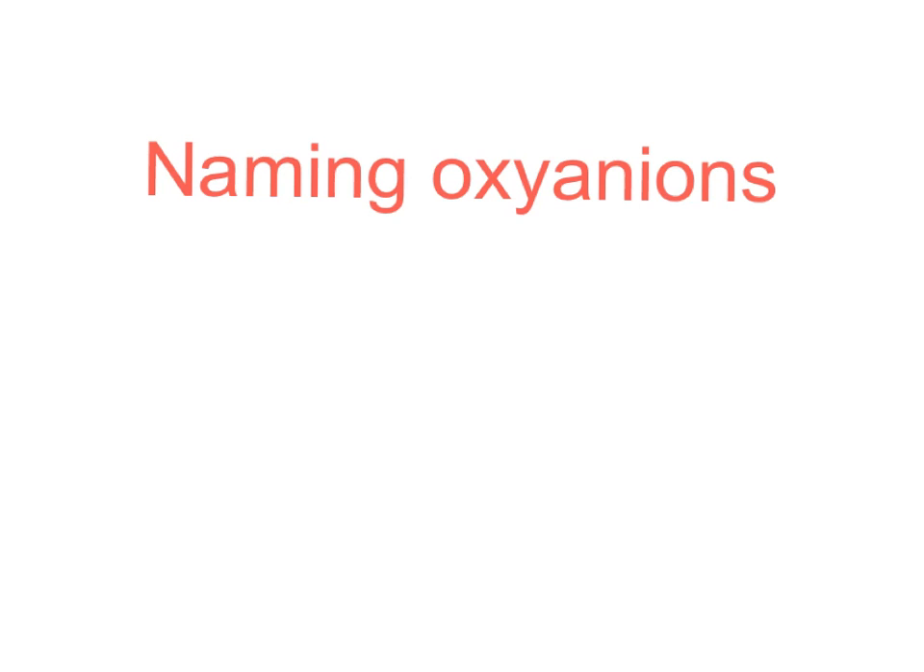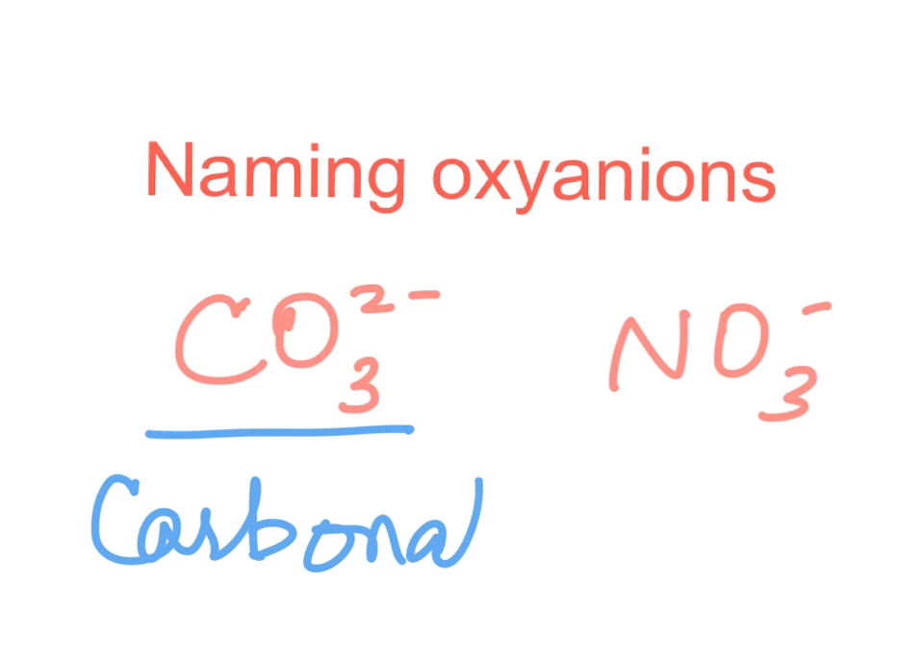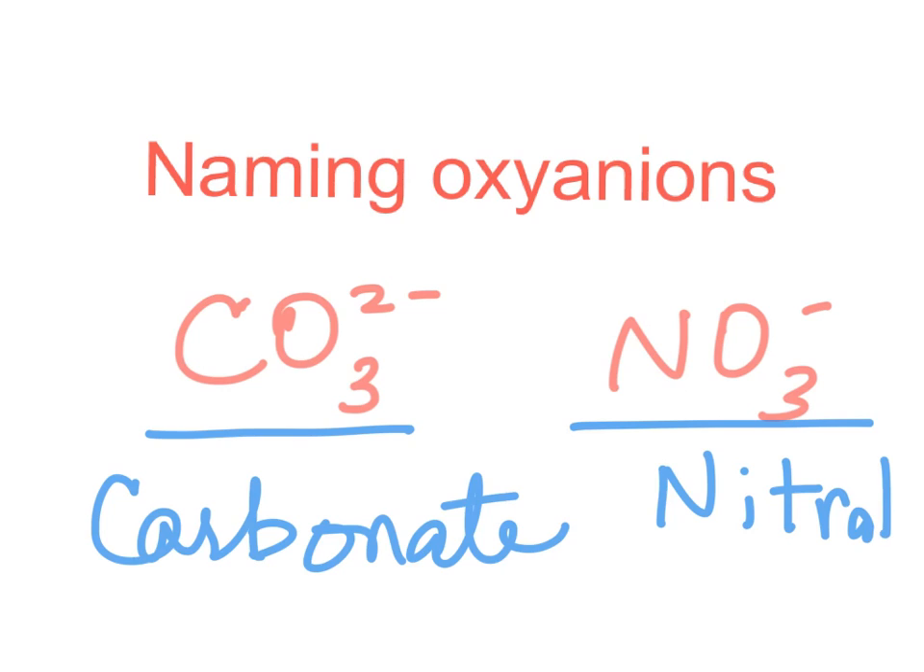Right, Bismillah. So today we'll talk about how we go about naming oxyanions, also called oxoanions. These are anions, meaning negative ions containing oxygens. An example would be CO3 2-, for example, or NO3 -. How do we go about naming these? CO3 2- is named carbonate ion, and NO3 - is named nitrate ion. And in this video we'll talk about how we go about naming these.